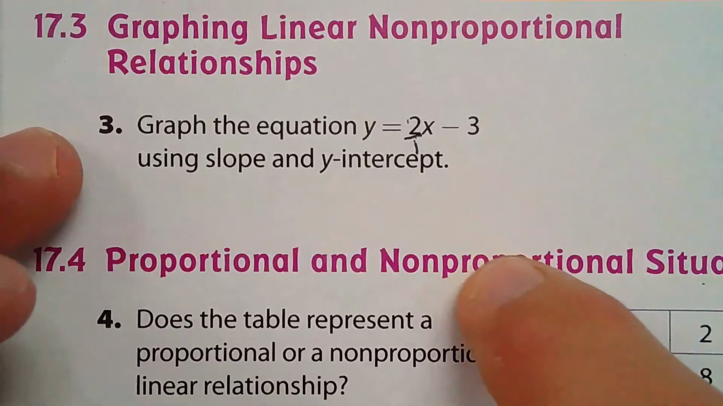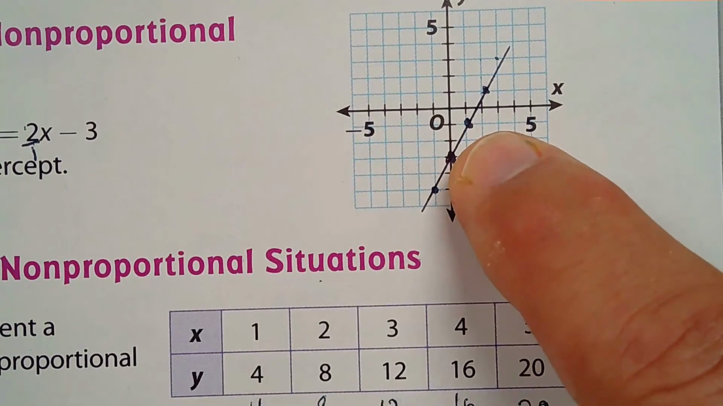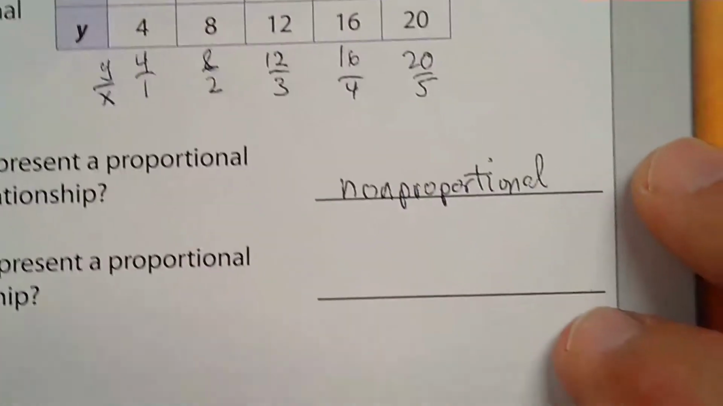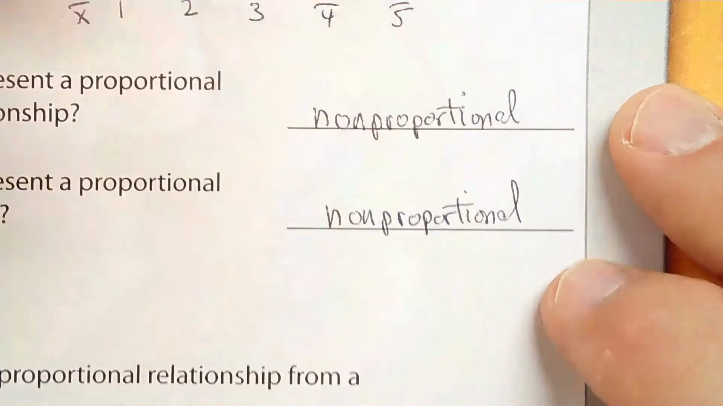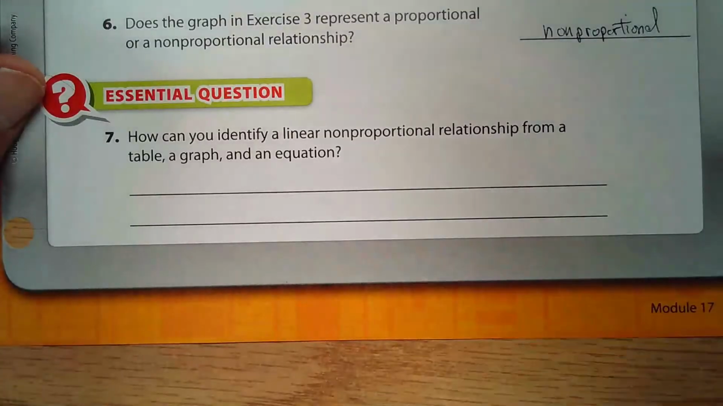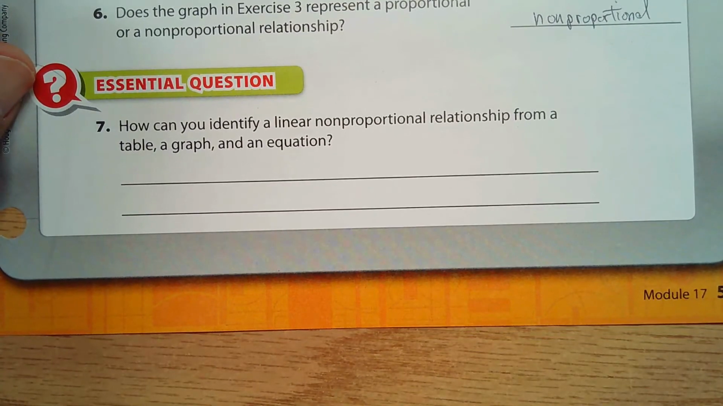And then does the graph in exercise 3 represent a proportional or non-proportional relationship? And number 3, if we remember this one, that one also, it's a straight line, but it has to cross through the origin. So this will be non-proportional.